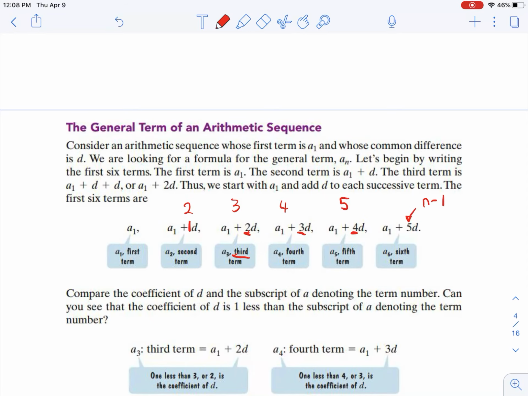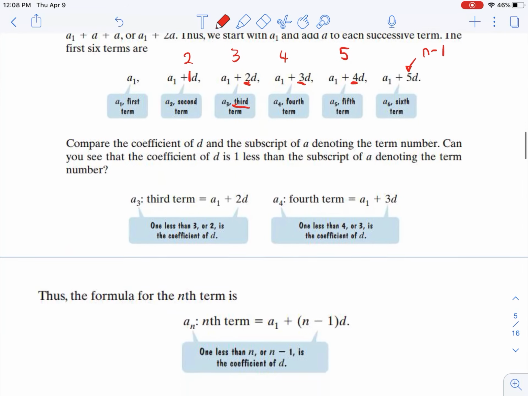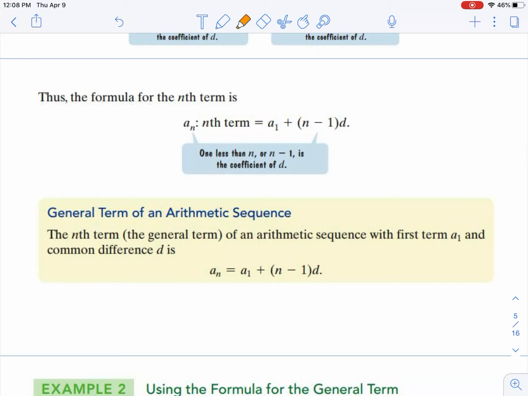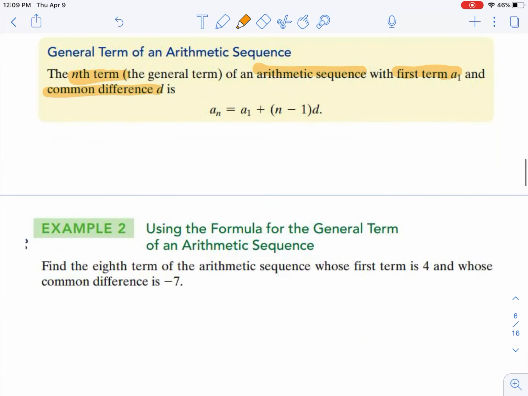So we're going to continue to go about it in the same exact way, and here's your general form. We are able to write an equation for the nth term of an arithmetic sequence where your first term is a sub 1 and the common difference is d. What we have now is a form where we can find any term just by plugging directly into it.